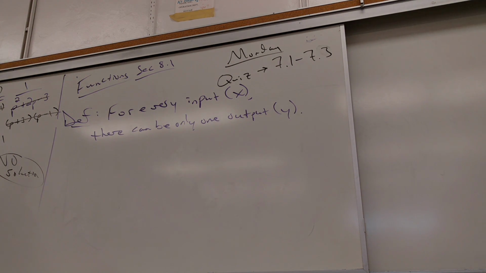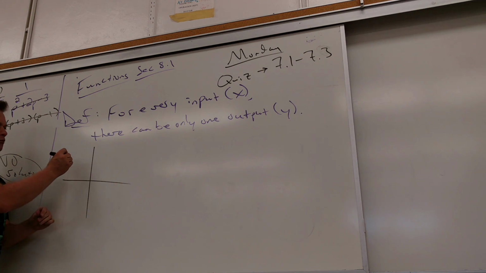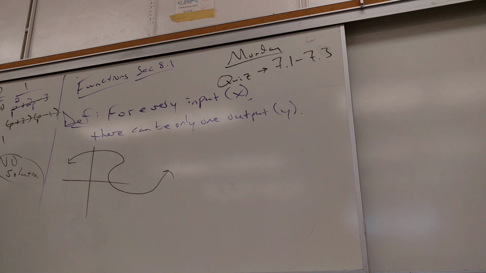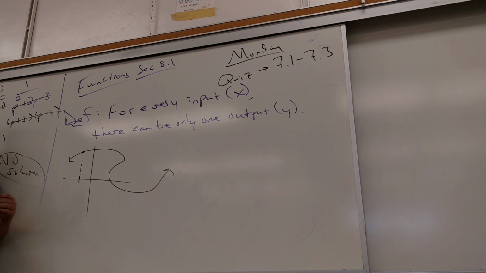Okay? So, how does this relate to things in different formats? So visually, what does this mean? Would this be a function here? Yeah! So, for this x, how many outputs are there? 1. So far, everything's great. Where do things break down?